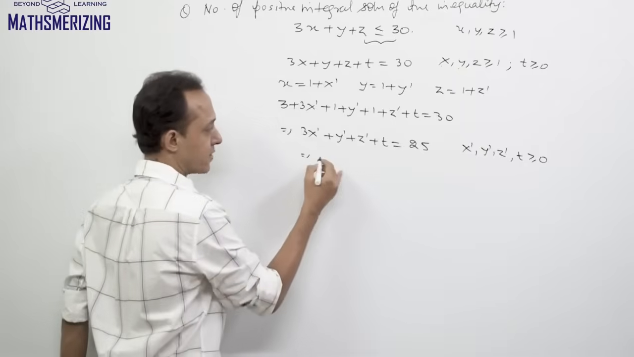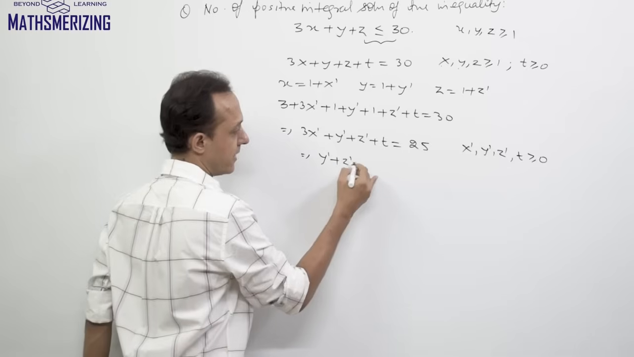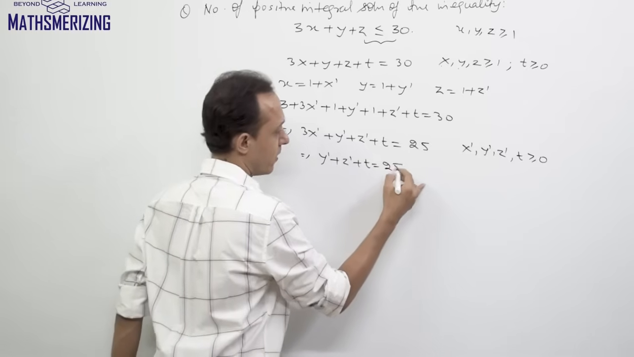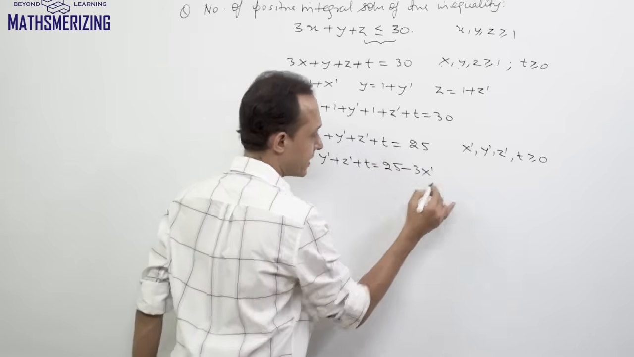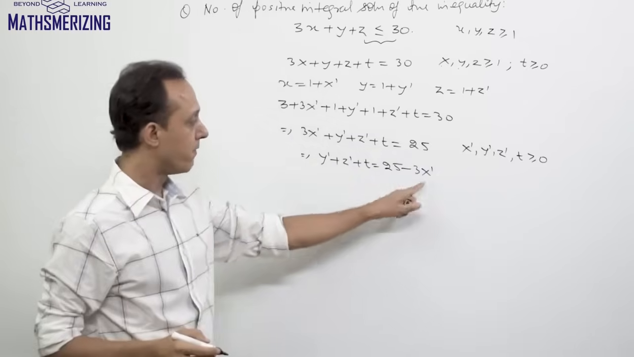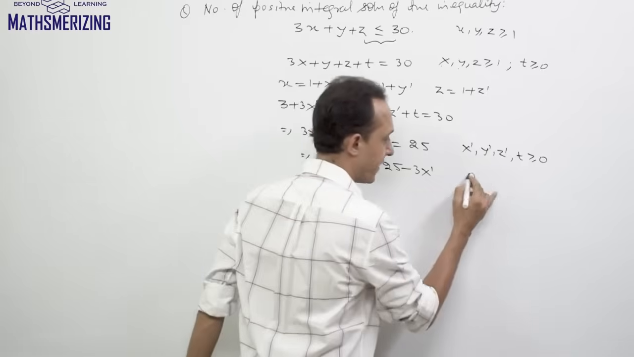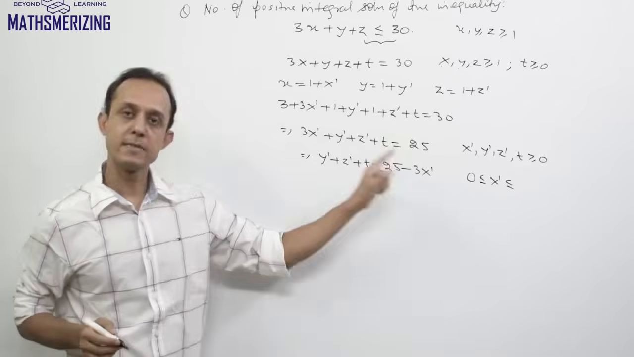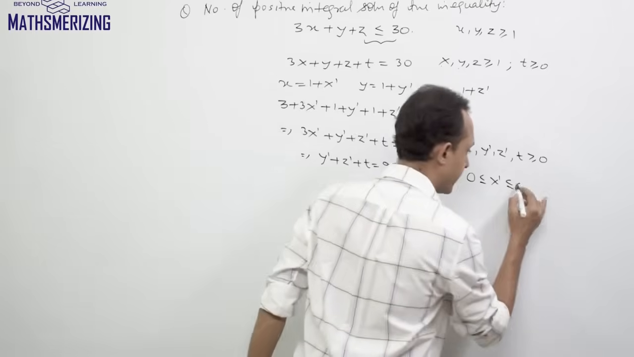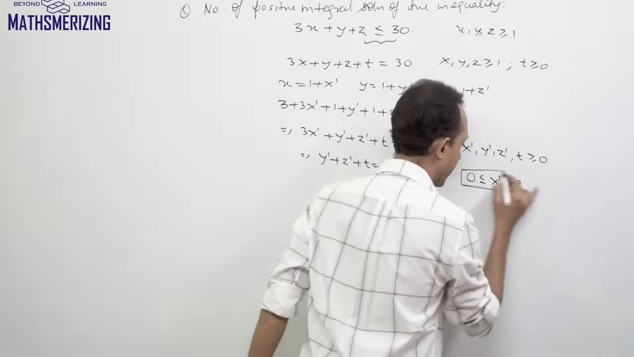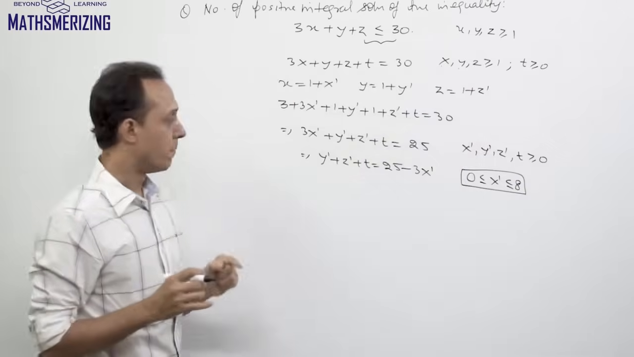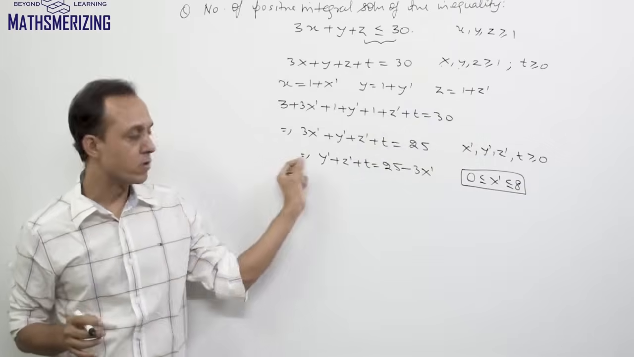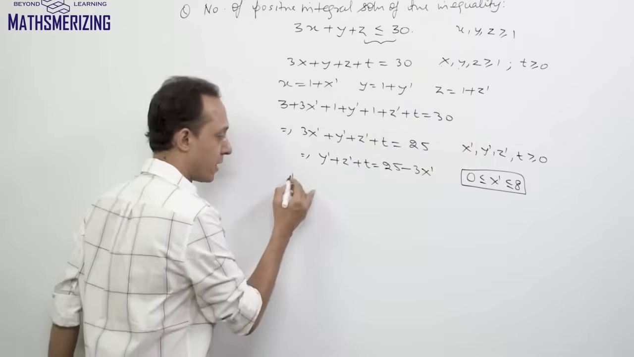Now we can write this equation as y dash plus z dash plus t is equal to 25 minus 3x dash. Now what are the possible values of x dash? The minimum value of x dash is 0. And what is the maximum value? The maximum value is 8. So the value of x dash should lie between 0 and 8. Now we have to find the number of non-negative integral solutions to this equation.